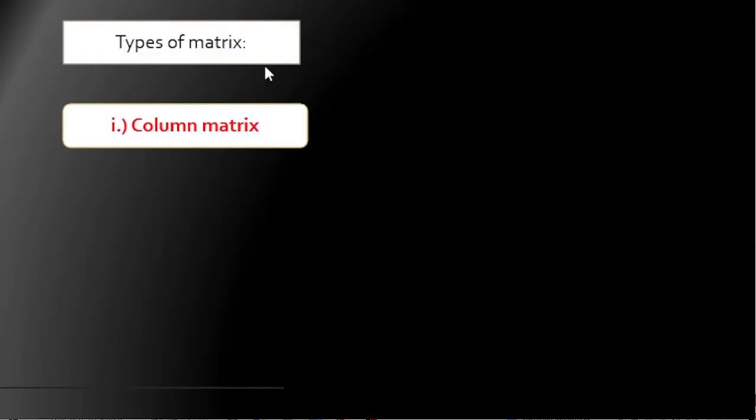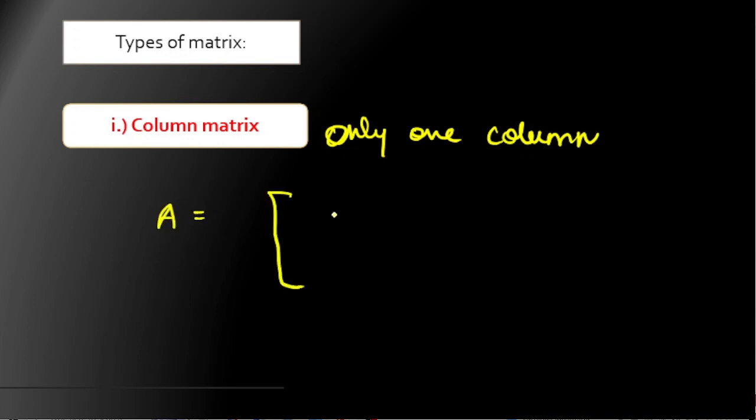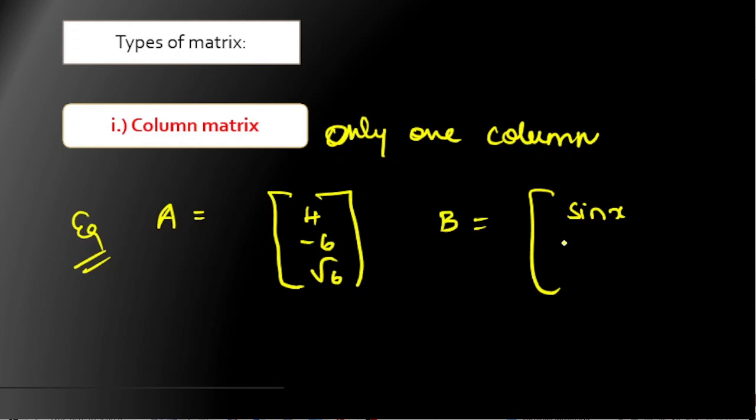Now let's move to the types of matrix. Under the types of matrix, first we are going to look at the column matrix. A column matrix is where only one column will be present. The number of rows can be anything, but only one column you should have. So these are your examples: 4, minus 6, root 6; and sin x, 1 plus x, cos x. These are all column matrices.